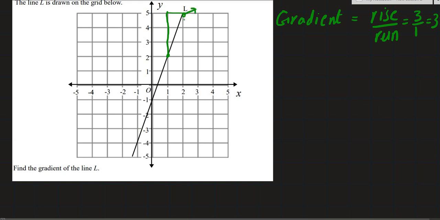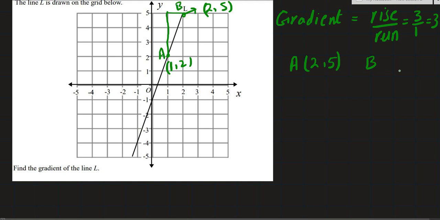So let's say the coordinates of this point is going to be 2, 5. So this is 2 and 5. And the coordinates of this point is going to be 1 and 2. So 1 and 2. Now we got the coordinates of a line. So I'm going to write it down over here. Let's say A, this is 2 and 5. And let's say this is B. I'm going to write it down over here.